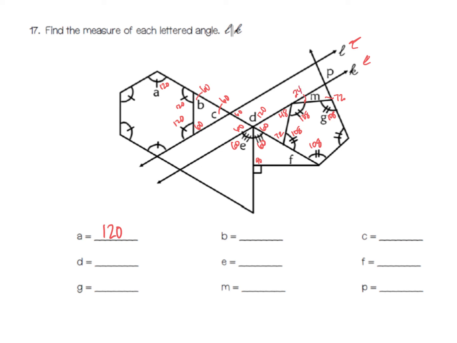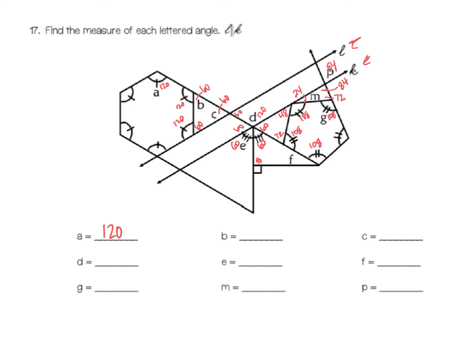Okay, now let's look at that little triangle where M is. So if I take 180, subtract 24, subtract 72, we get 84 degrees. So this angle right here is 84, which then P is a vertical angle, so that has to be 84.